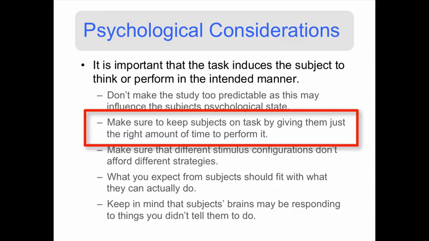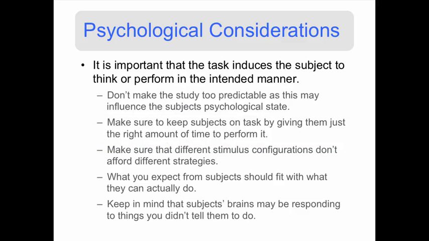Second thing is we need to make sure to keep subjects on task by giving them just about the right amount of time to perform the task. For example, if we have the famous versus non-famous faces type of task, people recognize images of famous faces very, very quickly. If you give them too much time to think, your mind might start wandering and you start thinking about other things, getting away from what the task is, which is to see whether or not you recognize the picture, yes or no.